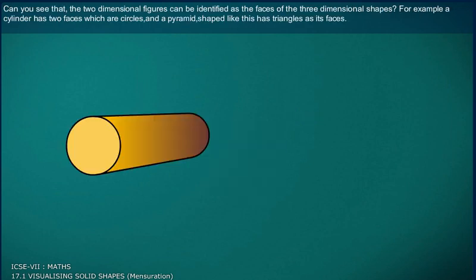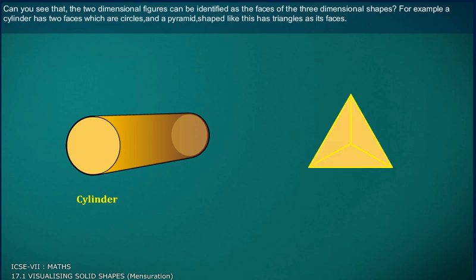Can you see that the two-dimensional figures can be identified as the faces of the three-dimensional shapes? For example, a cylinder has 2 faces which are circles, and a pyramid shaped like this has triangles as its faces.